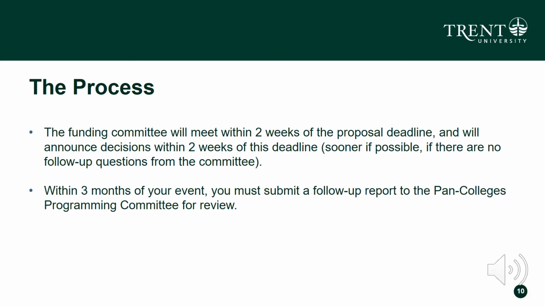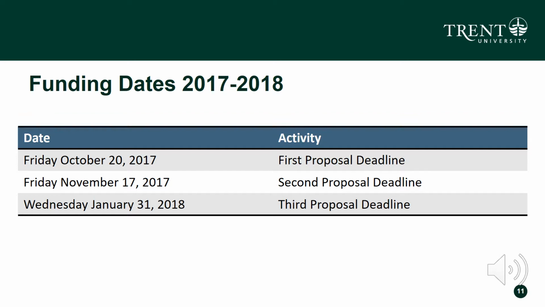As mentioned previously, within 3 months of your event, you must submit a follow-up report of your event to the Penn Colleges Programming Committee for review. As mentioned previously, the funding dates for the 2017-2018 year are as follows: Friday, October 20th, 2017, Friday, November 17th, 2017, and lastly, Wednesday, January 31st, 2018.